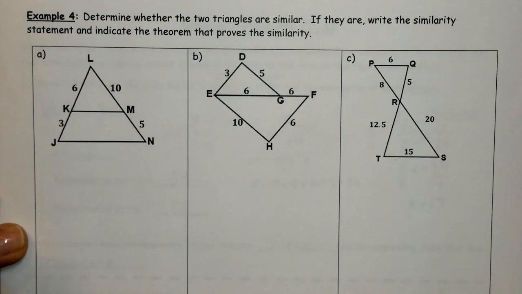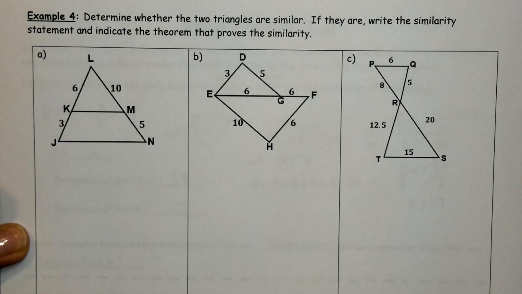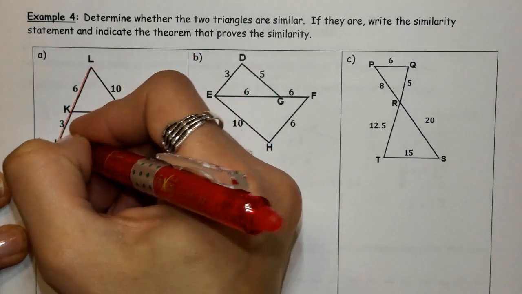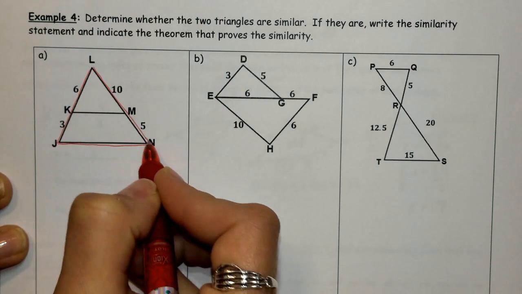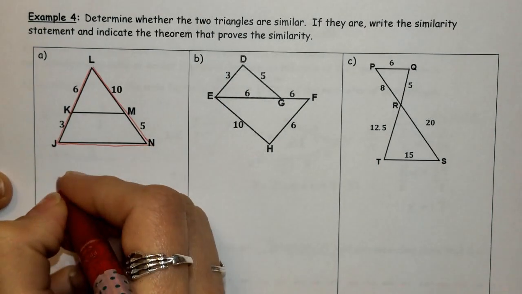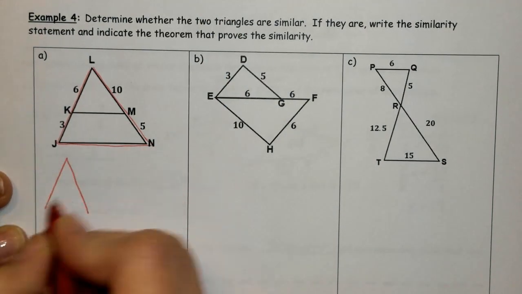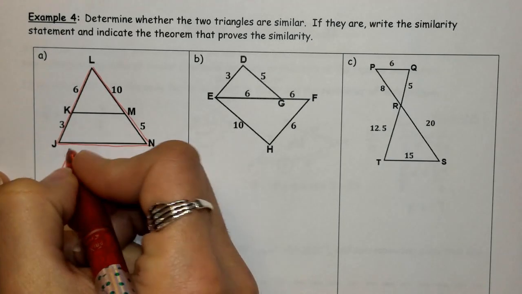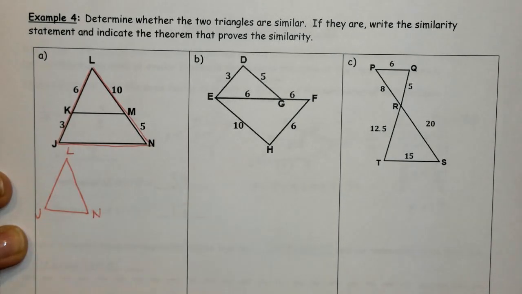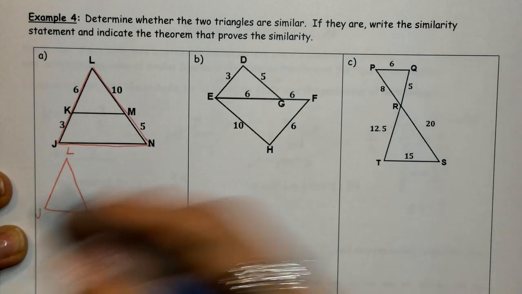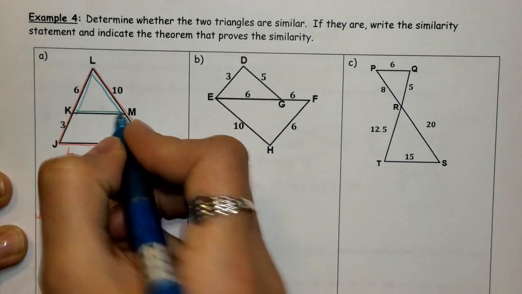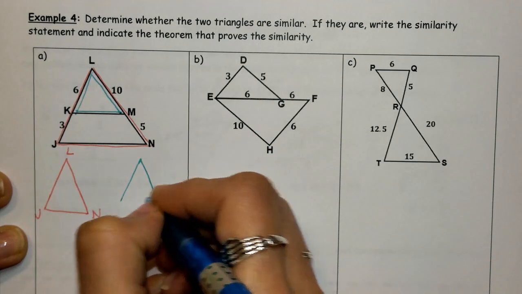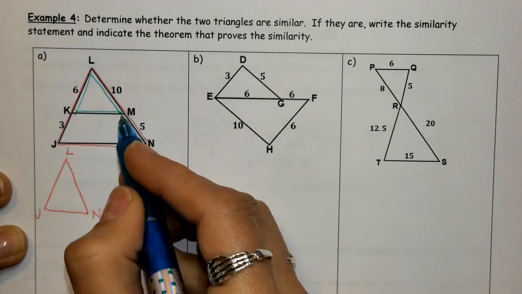Okay, so the first one, letter A over here, we have these two different triangles again. We have the larger triangle right here. This is going to be a little different than what we did earlier. So this is going to be triangle JLN. Okay, and we're going to come back and label the sides in a second. And then we have right here, triangle KLM.